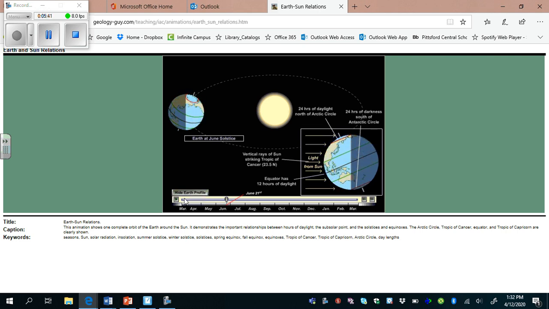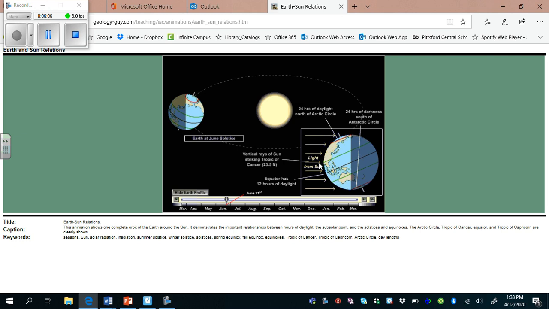If I show you the Earth profile, here is the position of the Earth during the first day of summer. June 21st is what we call the summer solstice. Notice the direct rays, or the rays striking the Earth at a perpendicular angle, are happening right at the Tropic of Cancer. This is in the Northern Hemisphere. Therefore, it is this position that represents the first day of summer.